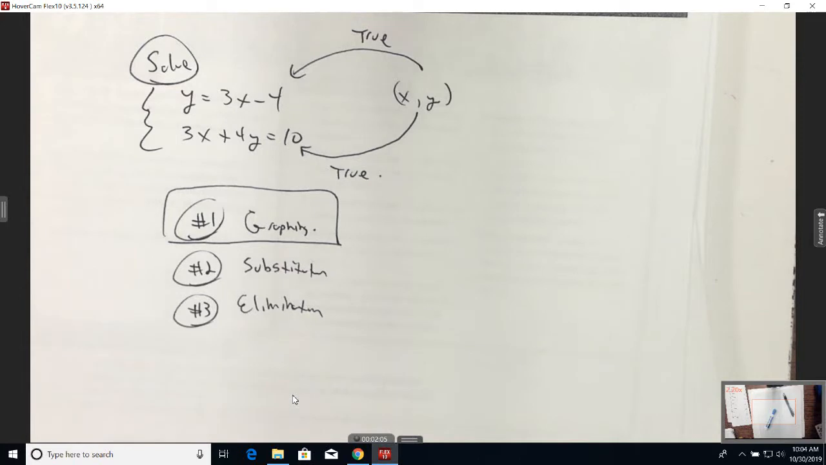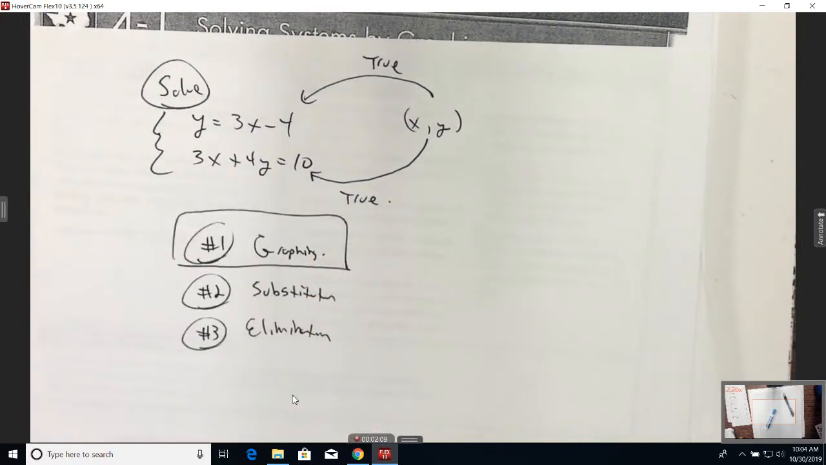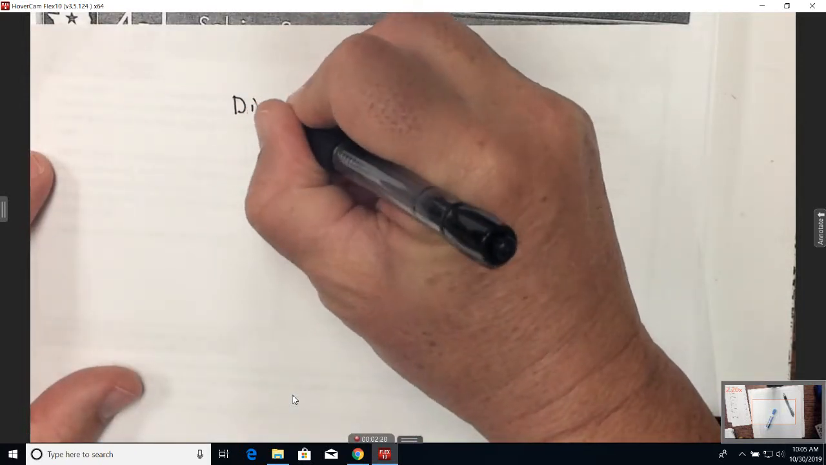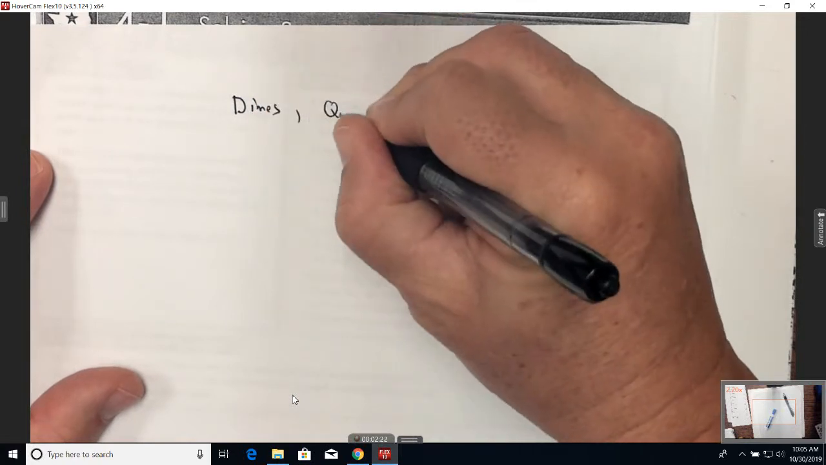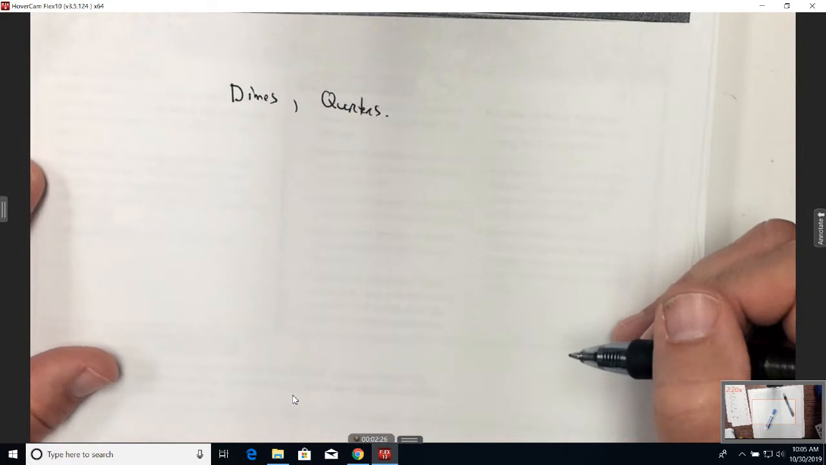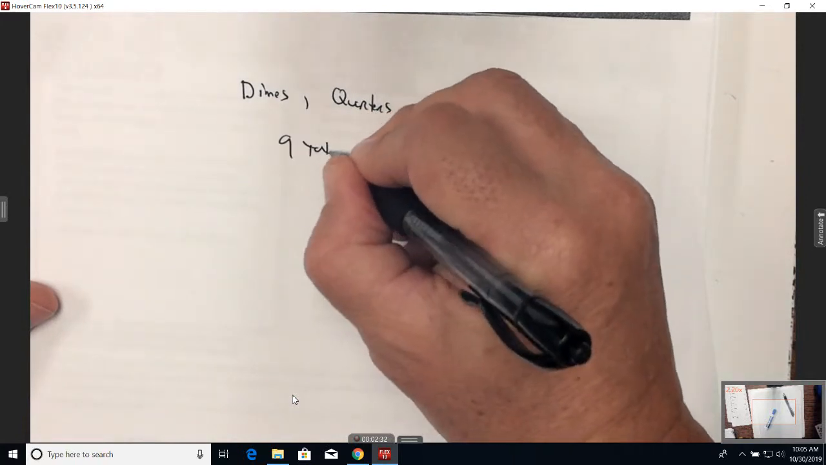Okay? So let me show you an application, because they're not just going to have it like this. Here's an application problem. Okay? Just to show you what it's going to look like. Let's say I've got some coins in my pocket, and I know I have dimes and quarters in my pocket. All right. I remember I had a total of 9 of them. Okay? So I had 9 total coins.